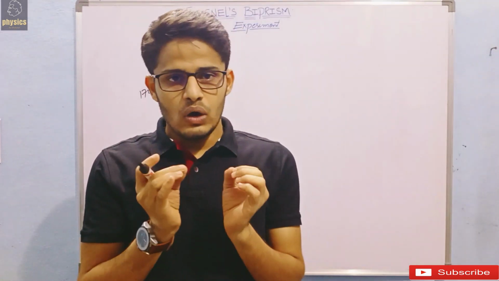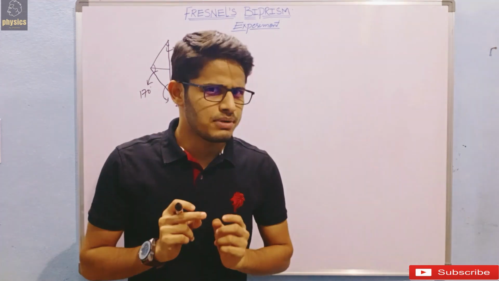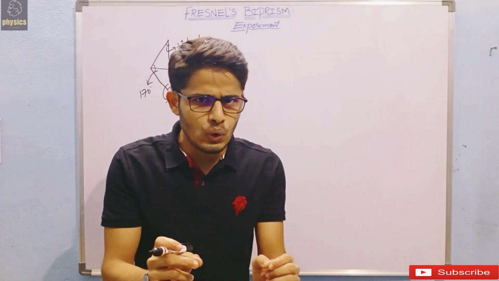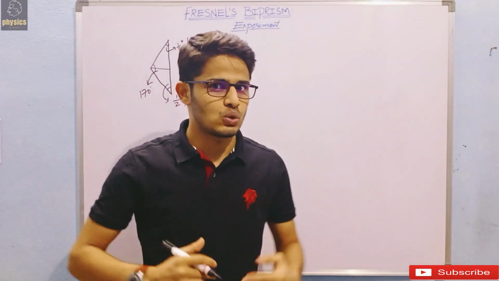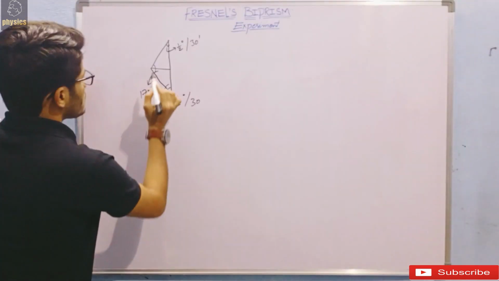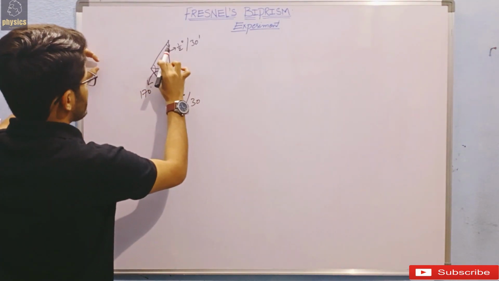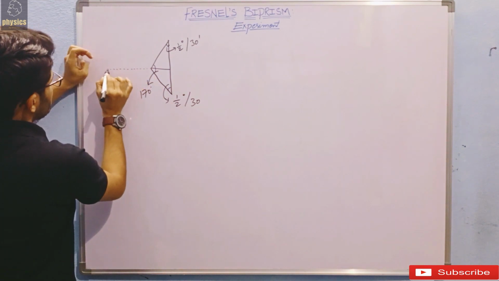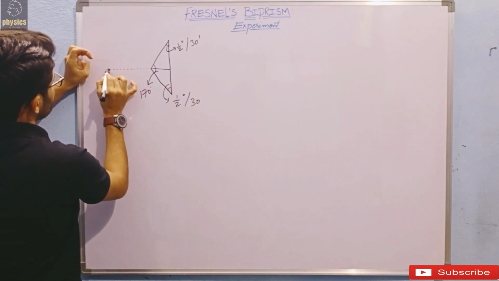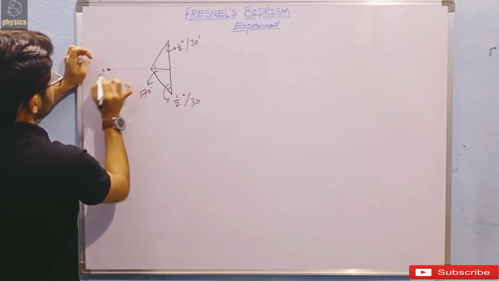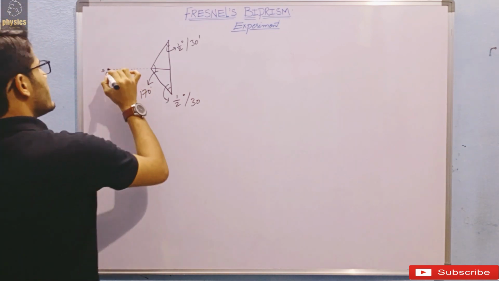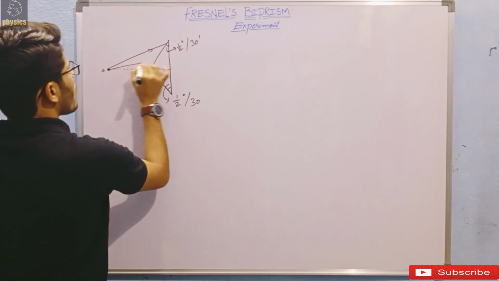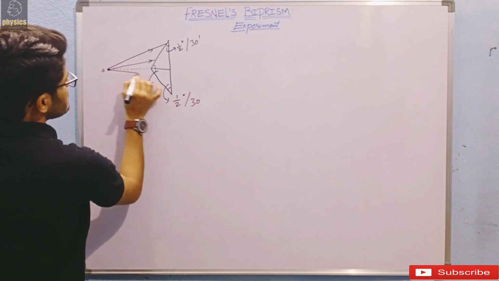So now you see the importance of the biprism. It plays such an important role in producing the coherent source. Exactly in front of it, in the same line, Fresnel put a source here, which I'm naming S. This source will give light in all directions, so the light will fall on the prism, something like this.